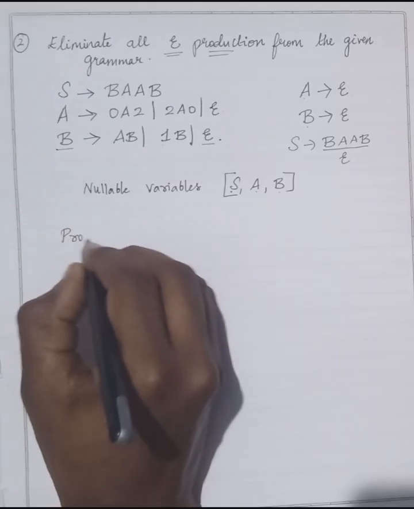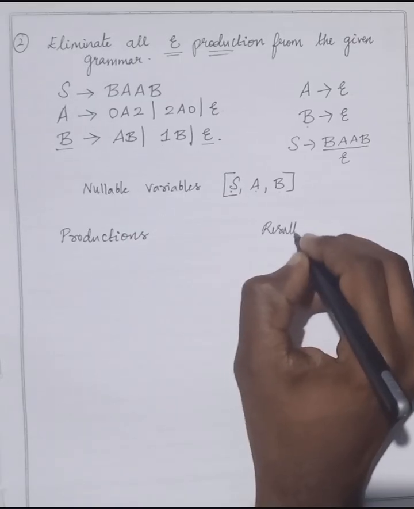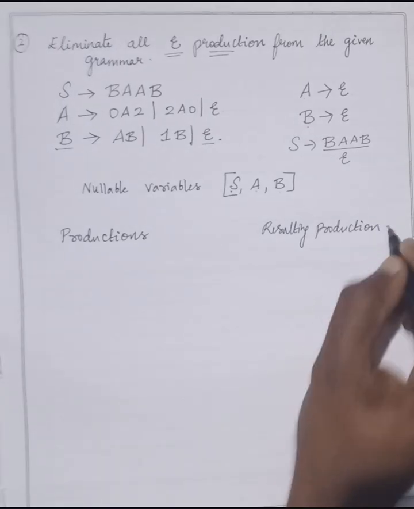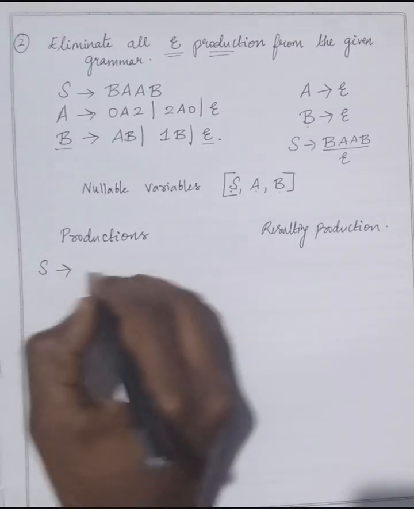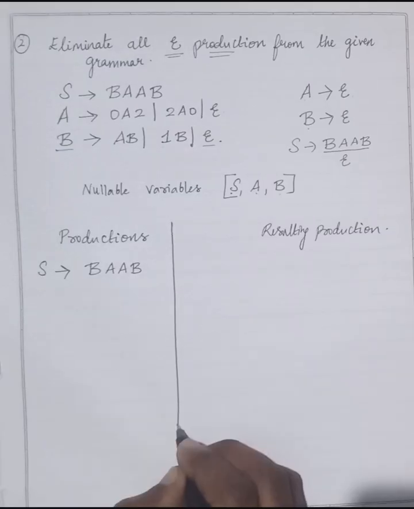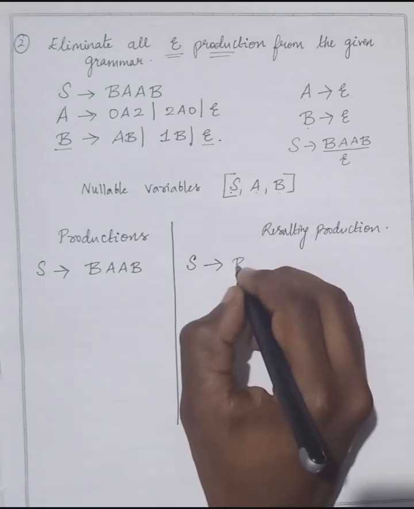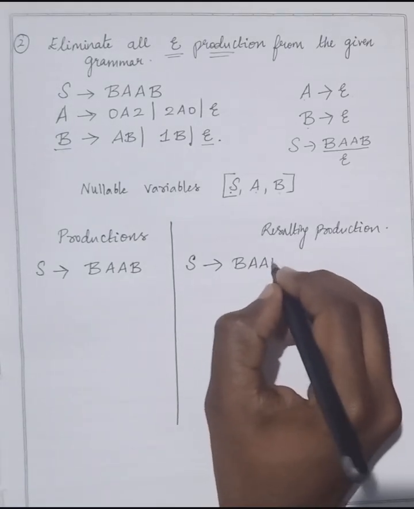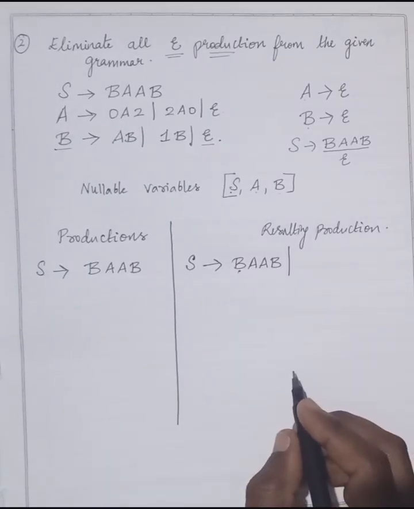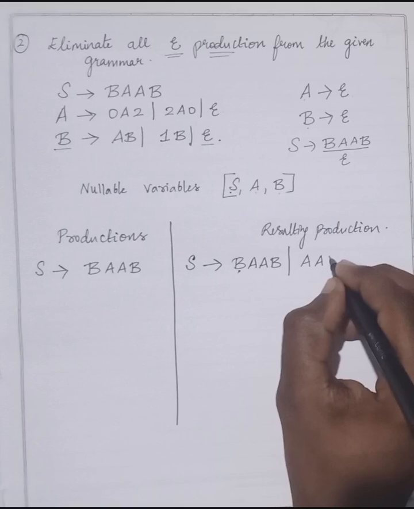We have a production and we have a resulting production. First we'll take this production, that is S derives capital B, capital A and capital B. The first time we don't substitute anything; we take the direct production whatever it has, that is capital B, capital A and capital B. Next, we'll assume the first B as epsilon, and we'll get a new combination, that is AB.